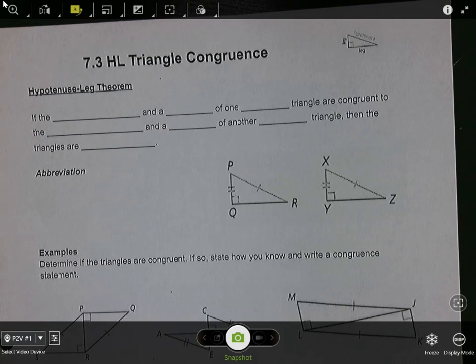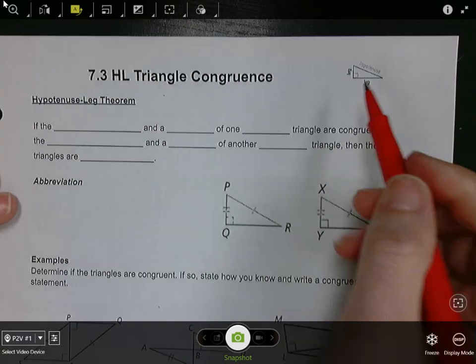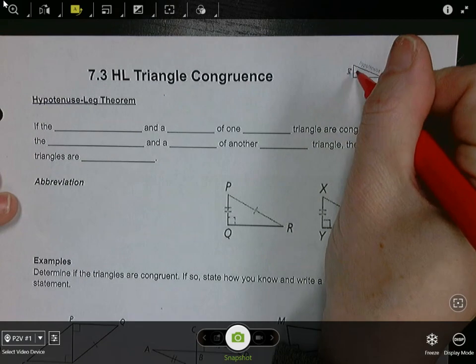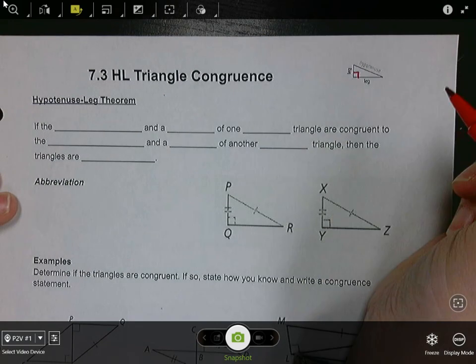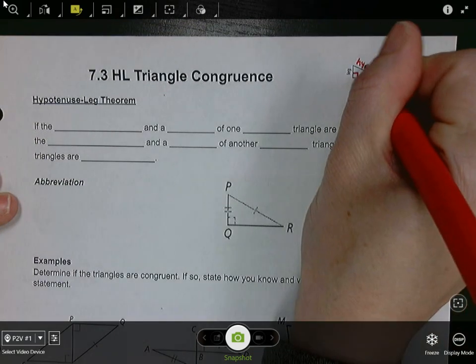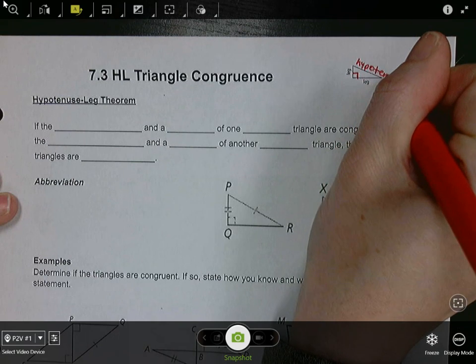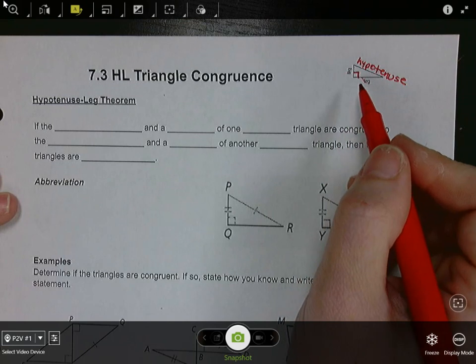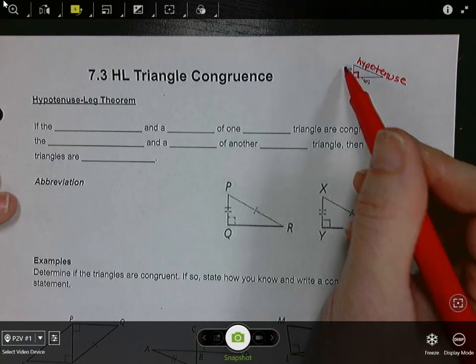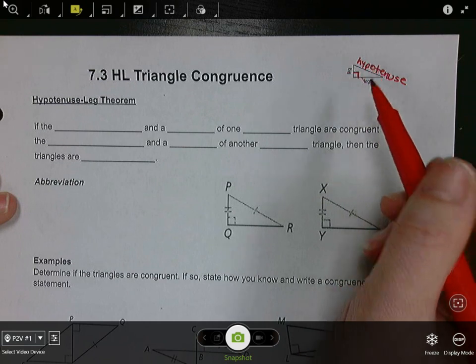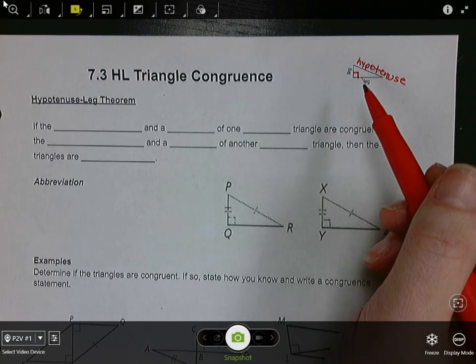Okay. So first thing, you have to make sure you know the parts of a right triangle. Here's my right triangle, and right here's my right angle. The side that's opposite the right angle is the hypotenuse. So it's always going to be the longest side, the hypotenuse. And then the 2 sides that make up the right angle, those are the legs. Okay, so these are my legs, and my hypotenuse is the side opposite the right angle. It's the side that's not touching the right angle.